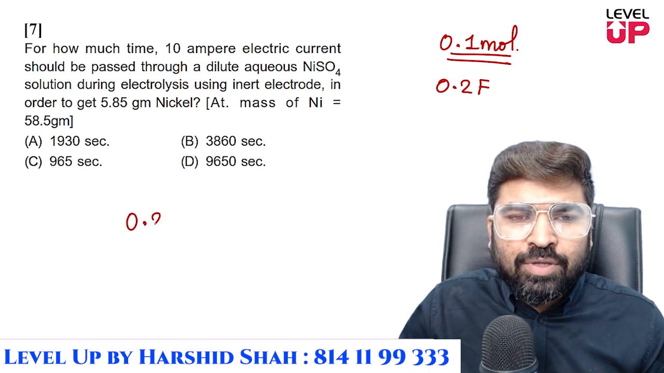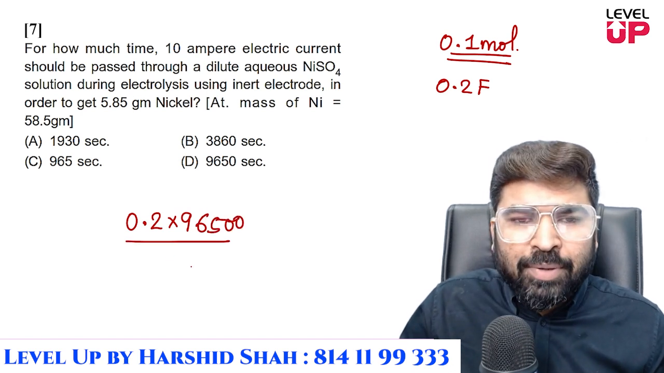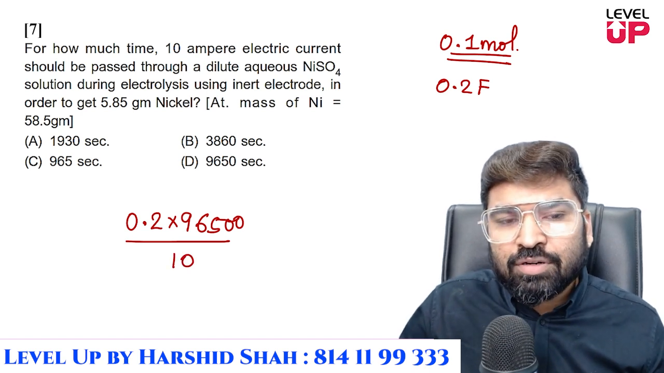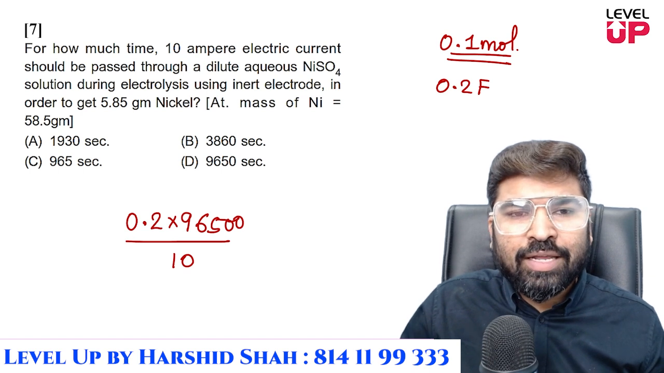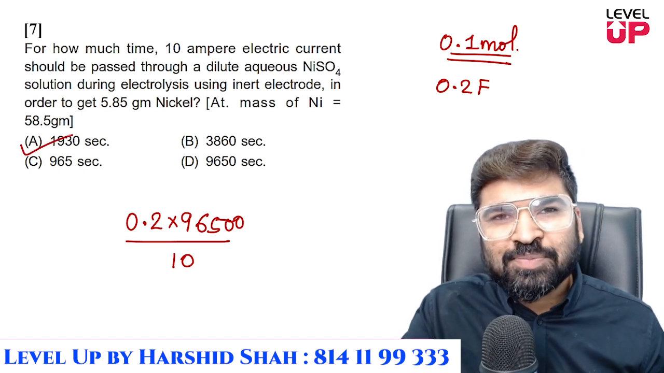So 0.2 Faraday is equal to 0.2 multiplied by 96,500 divided by your ampere value, which is 10. So it is 965 multiplied by 2, which is 1930 second. Option A would be your answer. Right?